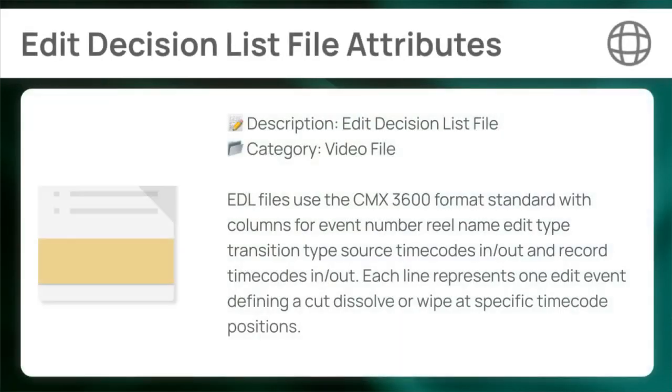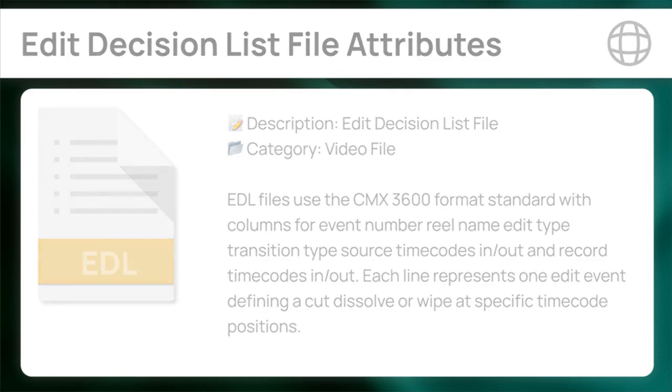EDL files use the CMX 3600 format standard, with columns for event number, reel, name, edit type, transition type, source timecodes in and out, and record timecodes in and out. Each line represents one edit event, defining a cut, dissolve, or wipe at specific timecode positions.